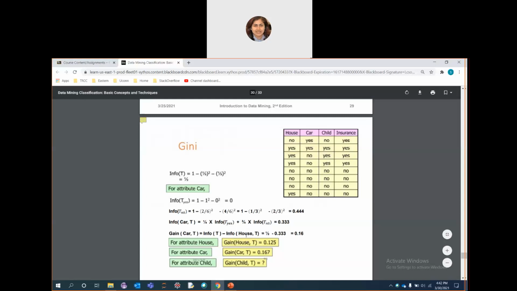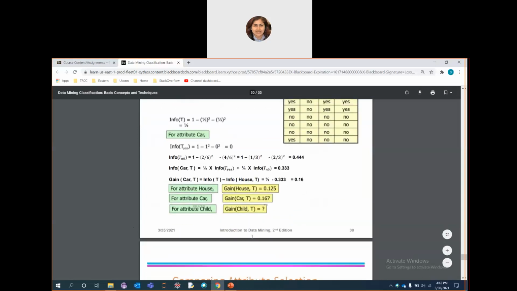Oh, sorry, by mistake I have written house. It should be car. Okay, info of car T that you found here, and these are the two values.